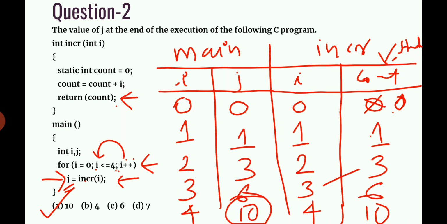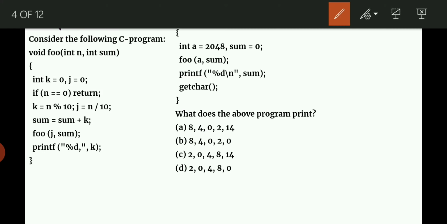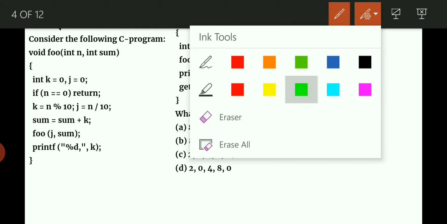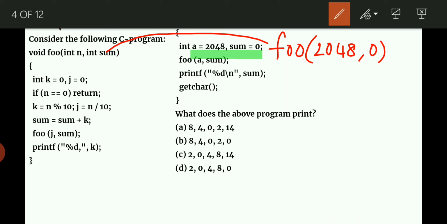Let us move on to question number 3. In this question we have a function called foo, and that function foo is called from the main function with the values 2048 and sum. So let us simply call the function foo of 2048 comma 0. Whenever this function call occurs, control will be transferred to the function foo.